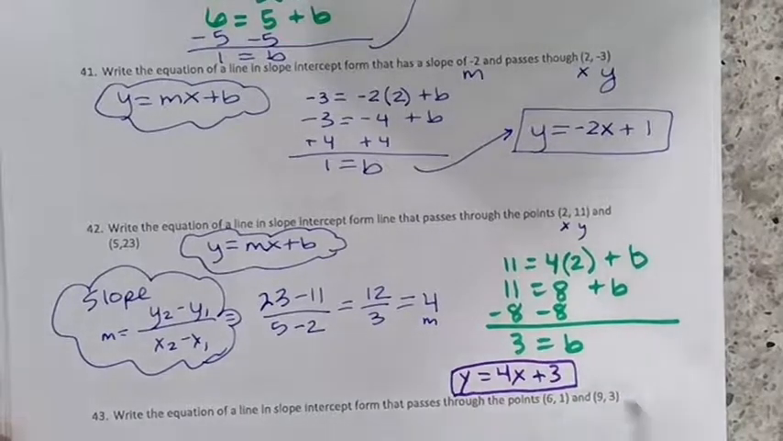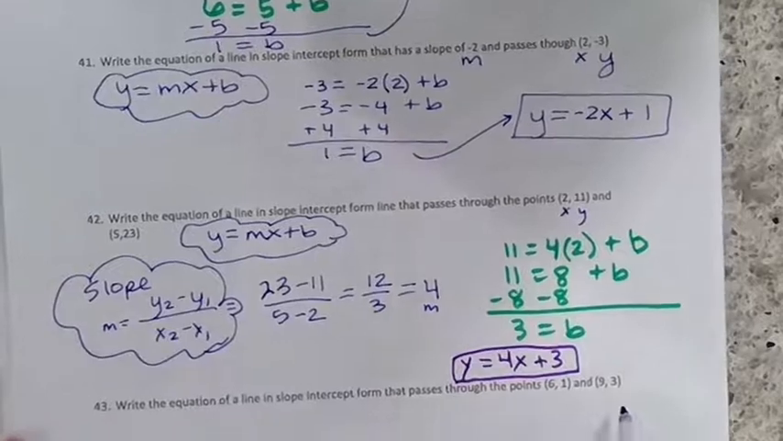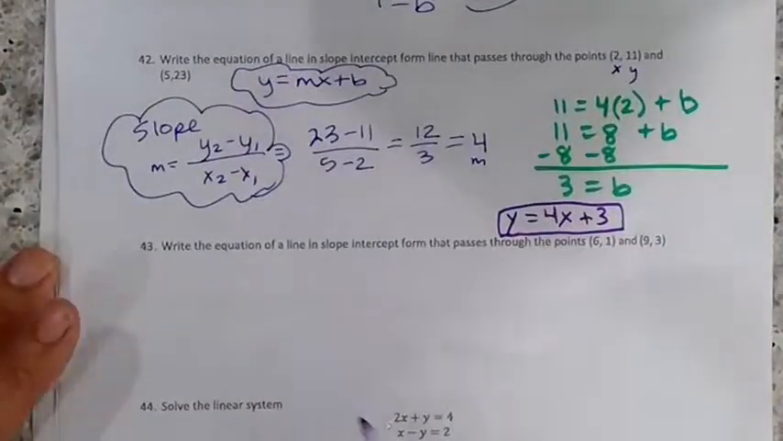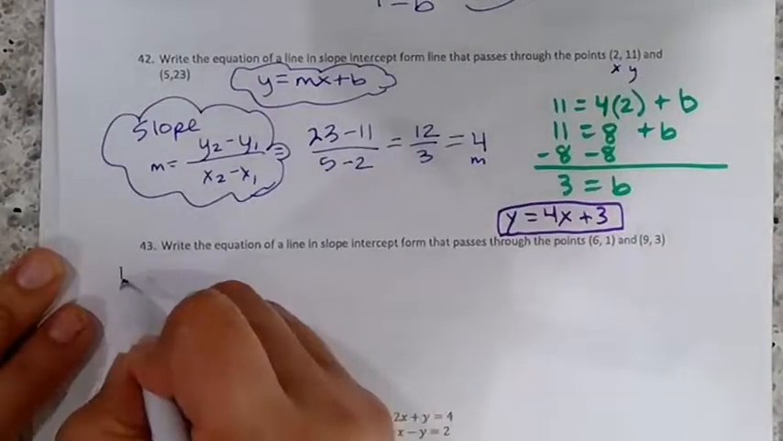All right, next one. Same problem as this. So first thing we're going to do is find the slope. So the equation of a line is y equals mx plus b.